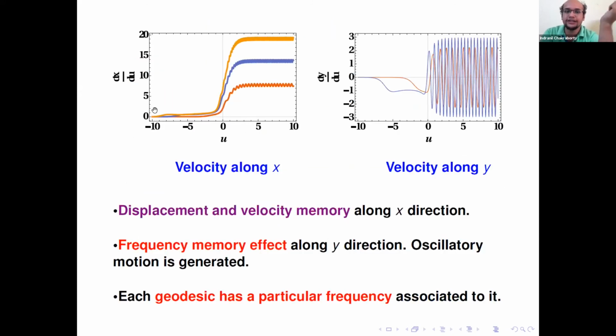And this is also reflected in the velocity plots. Thus, there is displacement and velocity memory along x, but also a new phenomenon, which we term the frequency memory effect. An oscillatory motion is generated, so each geodesic has a particular frequency associated.